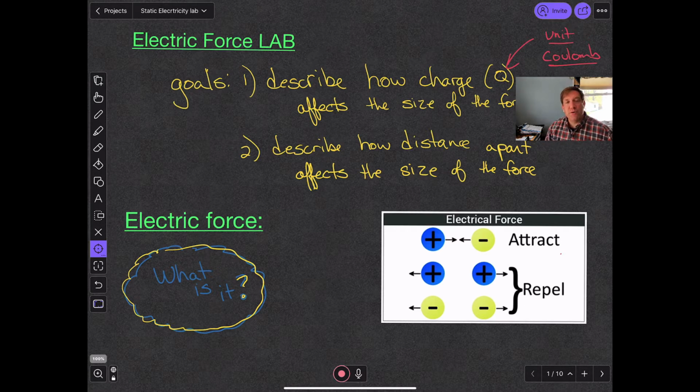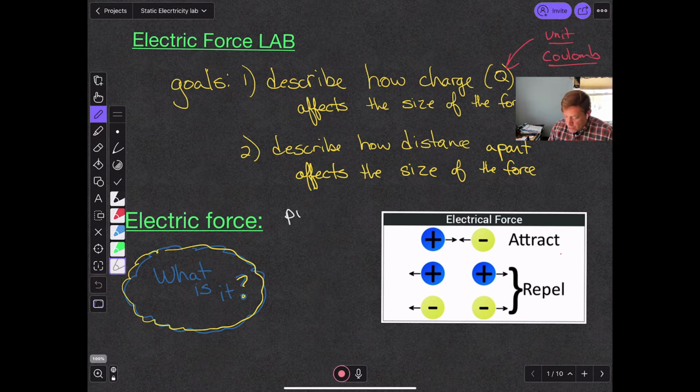Goal number two is to investigate how the distance between two charged particles affects the force. So let's begin with a quick summary of what this force is again. It's called the electrostatic or the electric force, and it is the push or pull between charges. Let's start with two charges at a time.